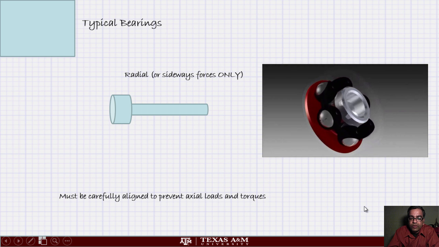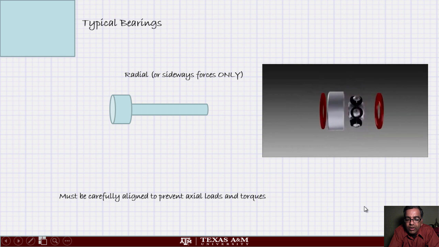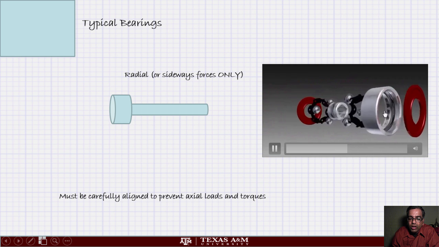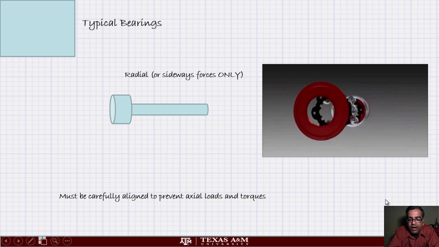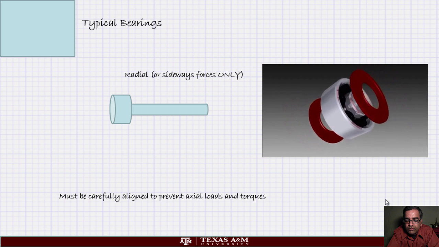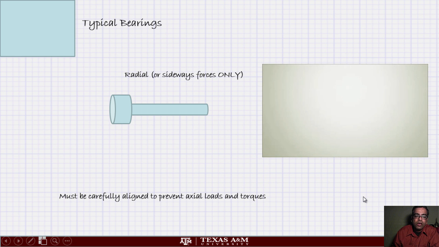So sorry about the music, but take a look inside the bearing. That's the ball, and all these things are connected together and packed into a bearing. That's how it goes. You see that? Okay, that's a ball bearing.